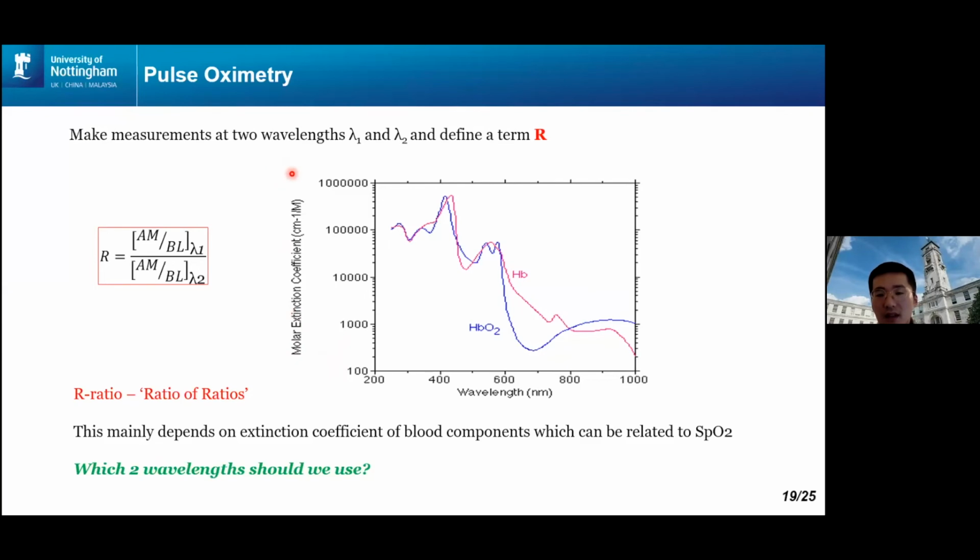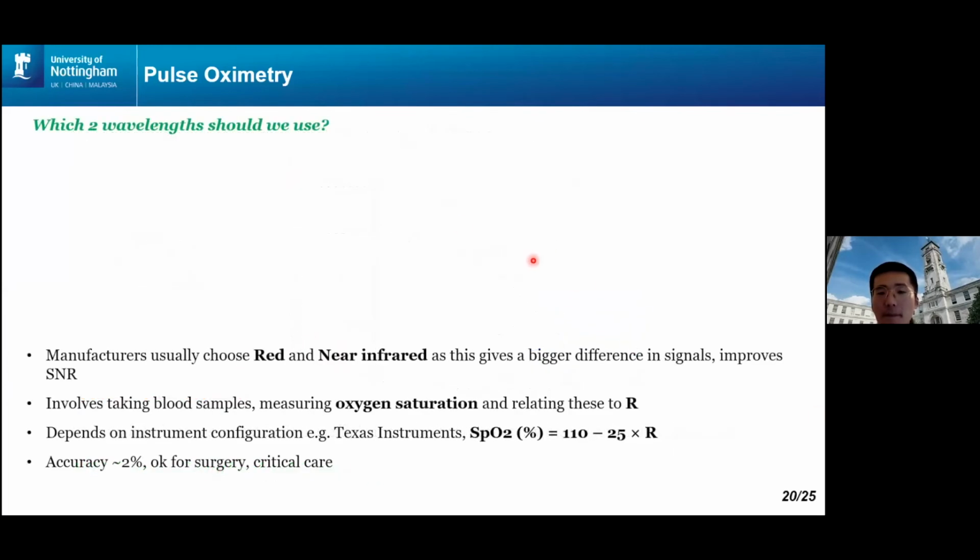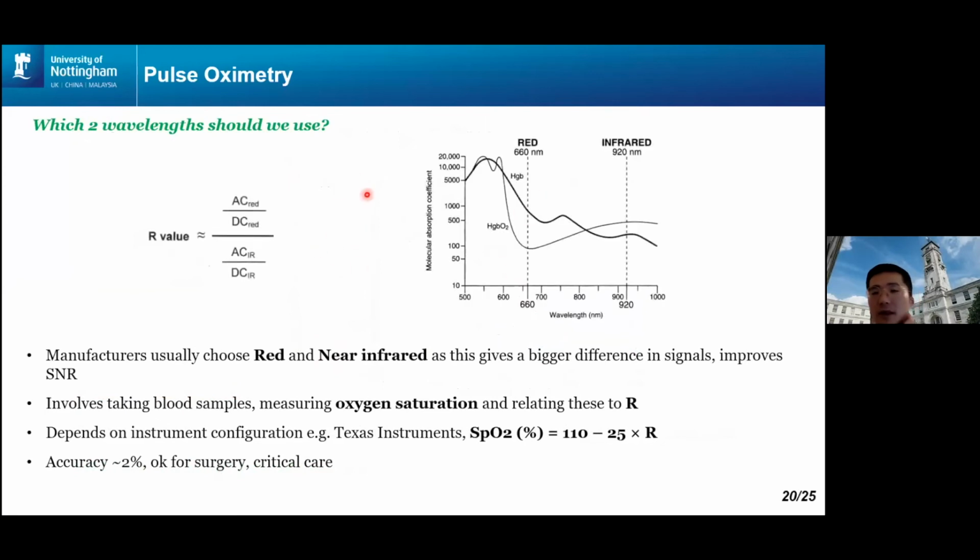So we have a question: which two wavelengths should we use? Normally the manufacturers choose red and near infrared, as this gives a bigger difference in signals. But you can still choose different wavelengths, and that's a good research area. And nowadays, some researchers are trying to use multiple wavelengths to calculate the SpO2.